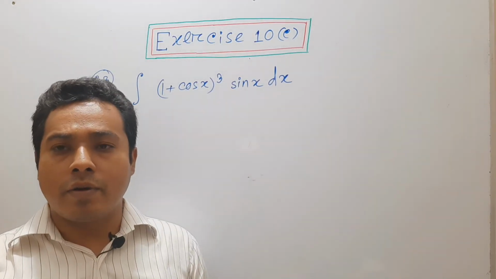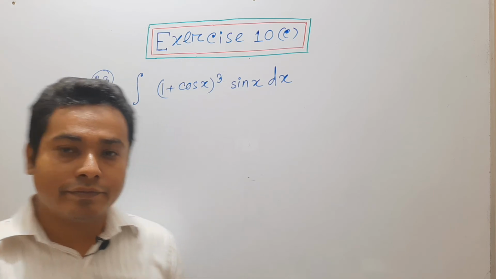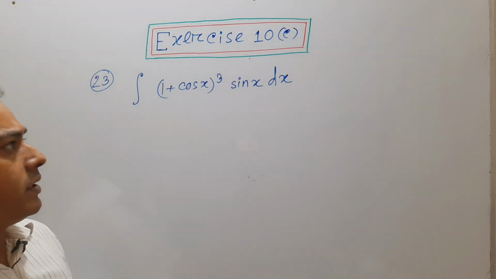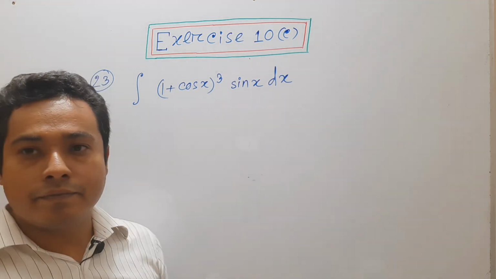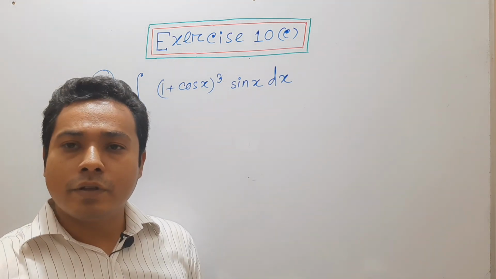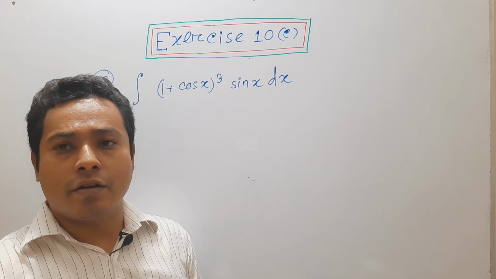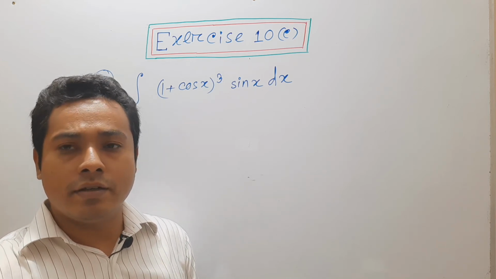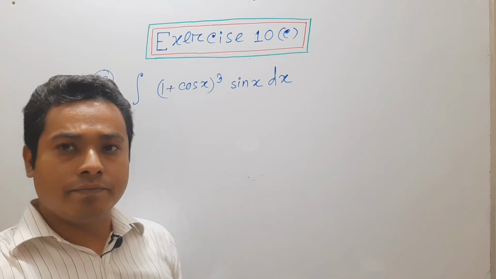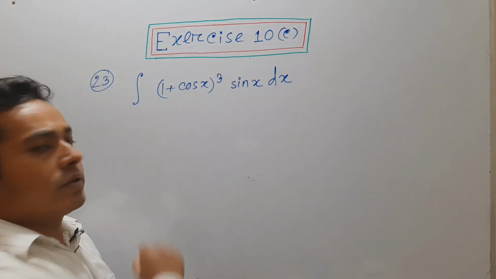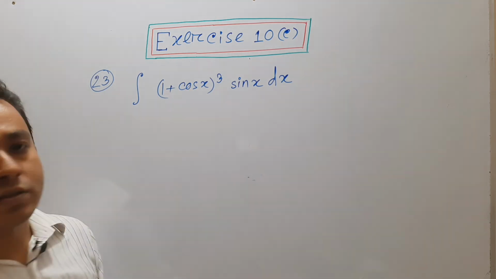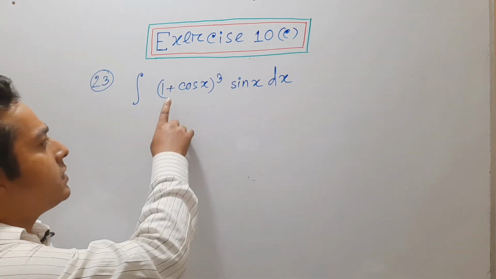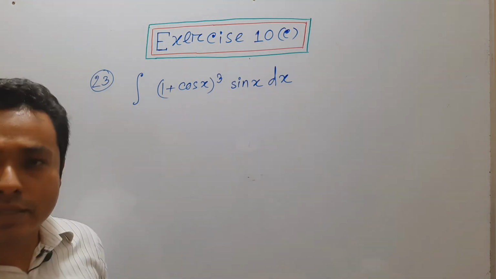Okay, dear students, now our question number 23. Our question is integration of 1 plus cos x whole to the power 3 sin x dx. At first you have to think which term's differentiation is equal to another term. Here differentiation of 1 plus cos x will give sin x. So you have to consider 1 plus cos x is equal to z.